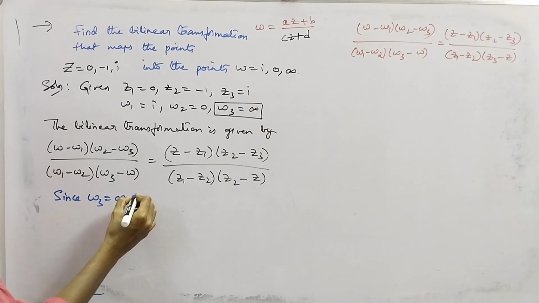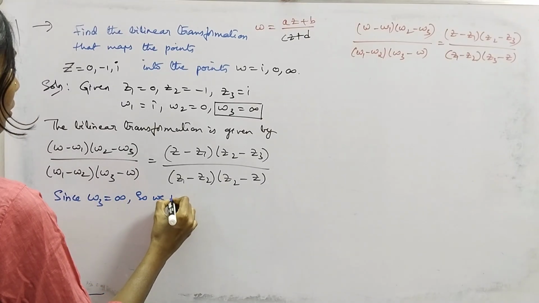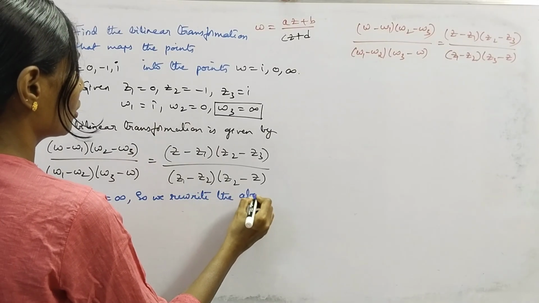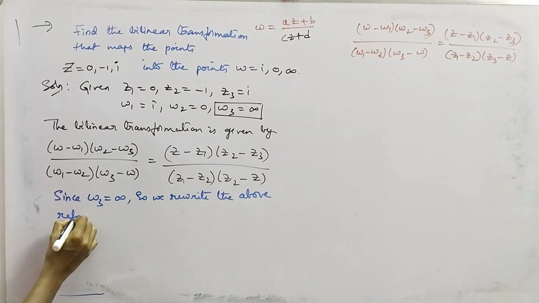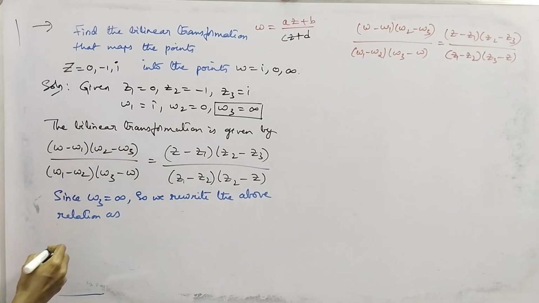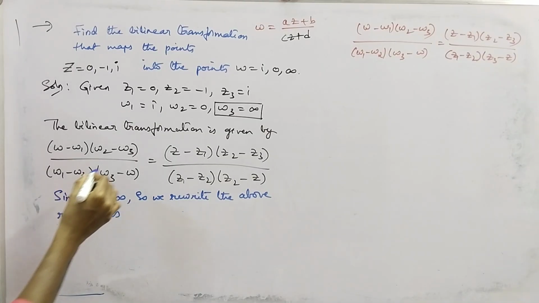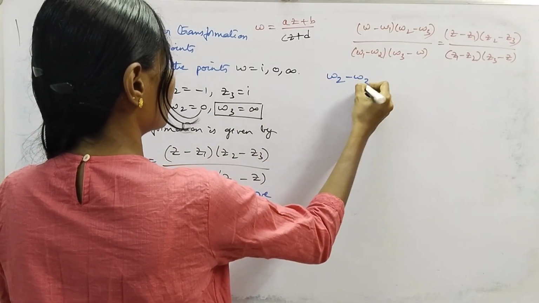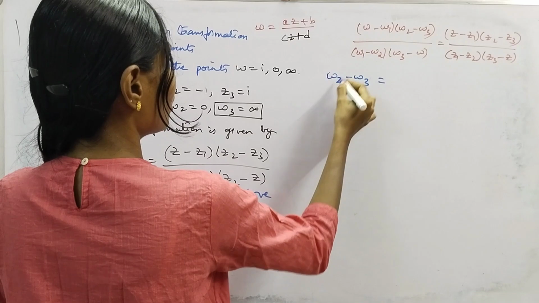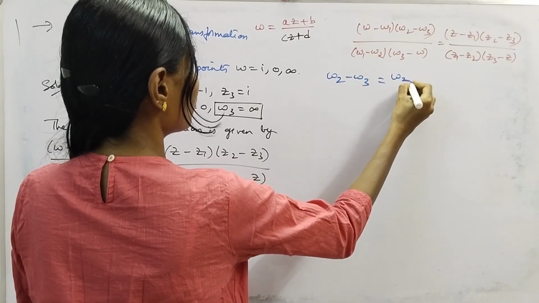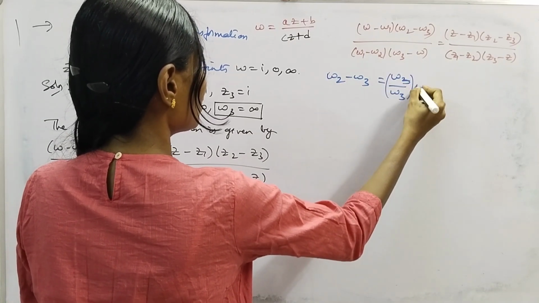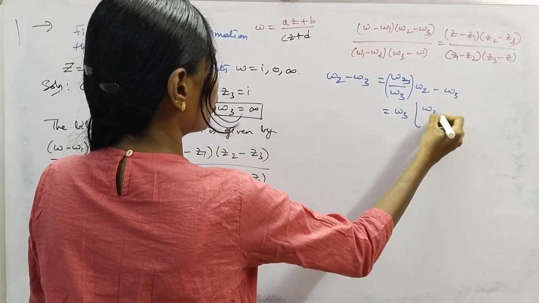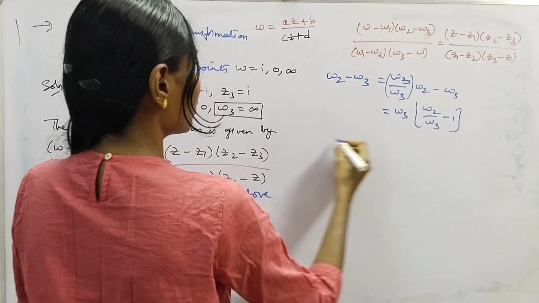we rewrite the above relation as, we'll just take ω3 common. We have ω2 minus ω3, right? We don't have ω3 in the first term, so let's multiply and divide by ω3 to it. So it will be easy to take ω3 common from these two terms. You'll get ω3 times (ω2 by ω3 minus 1).